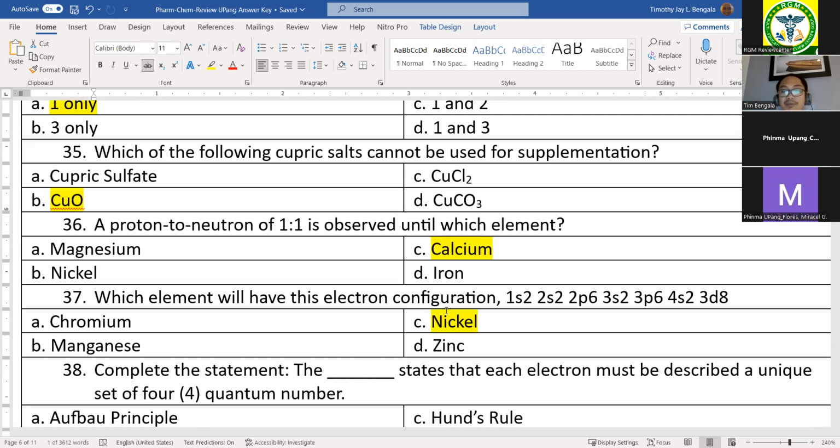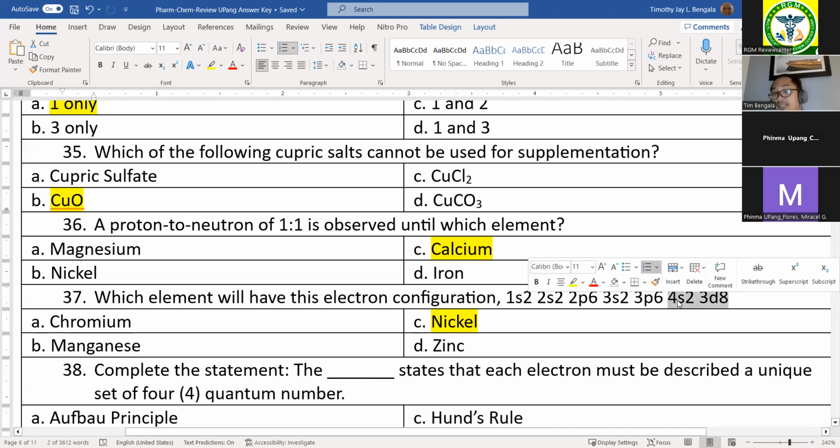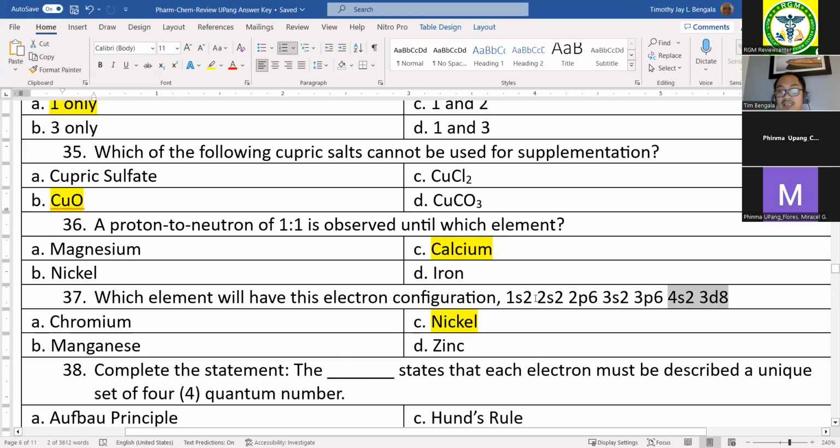Next, which element will have a configuration given as this one? So here, you need to look at the valence electrons. Clearly, you have a transition element because you have a d orbital. The next thing you'll do is add. Just add the numbers.